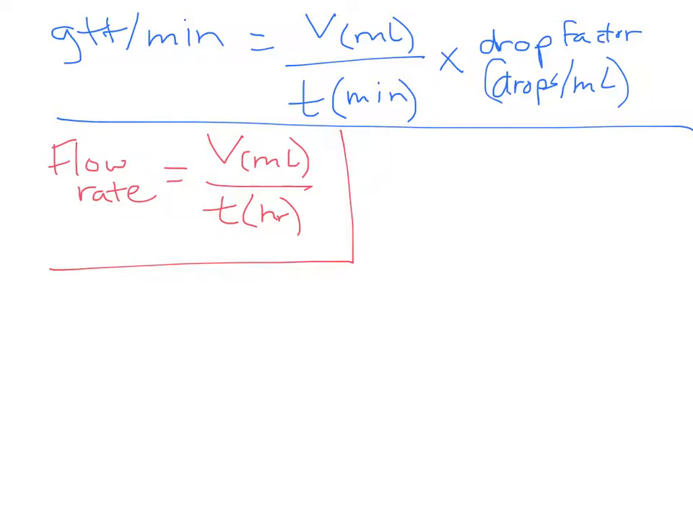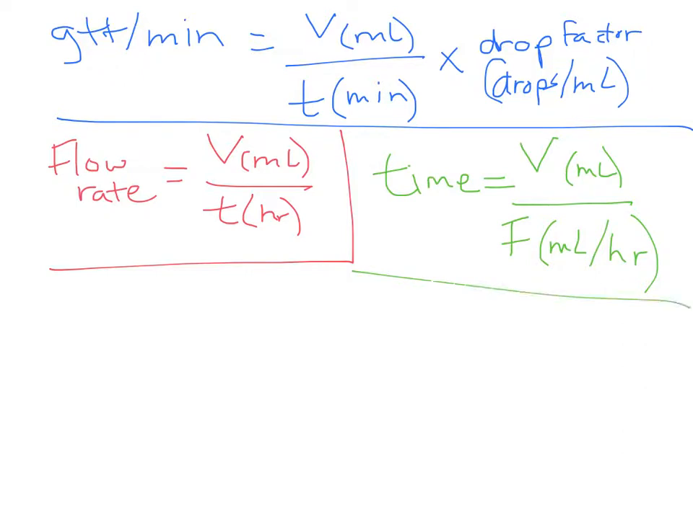The other two formulas are based on that one that's written in red there. Flow rate, volume, time. It's just rearranged. If they only gave us the volume and the flow rate, then they're probably asking us for the time. To calculate the time, we take our volume in milliliters and divide it by the flow rate, again milliliters per hour. And the last one is if they gave us the flow rate and the time, we should then be able to calculate the volume.